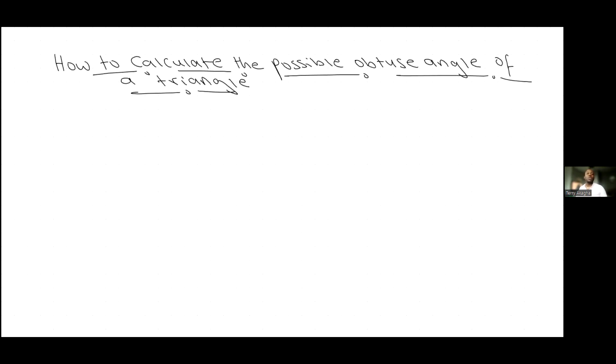All right, so how do we find the possible obtuse angle? Now, the thing you need to keep in mind is if an unknown angle is opposite the longest side, okay, two triangles may be possible. You can either have an acute angle or you can have an obtuse angle.